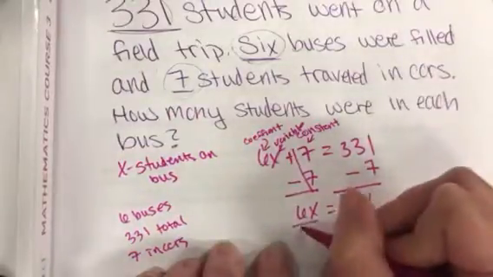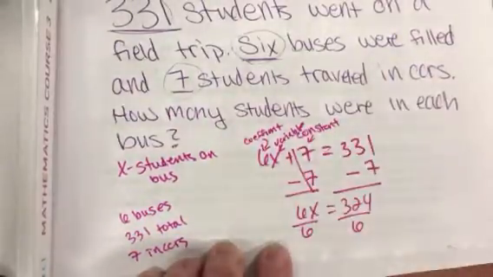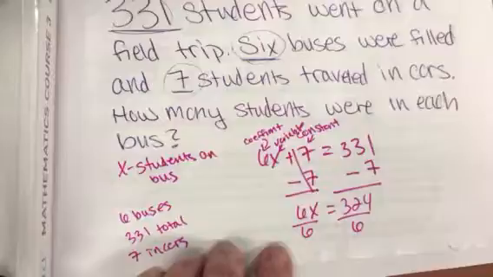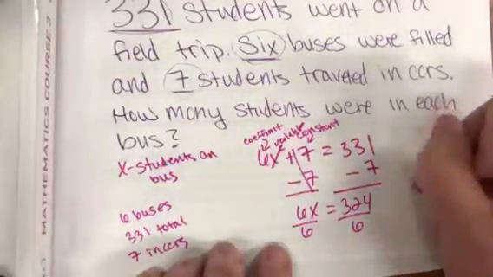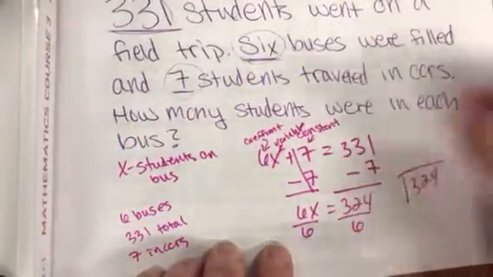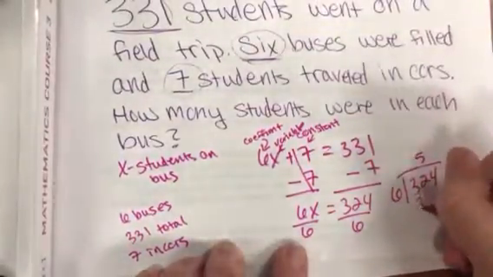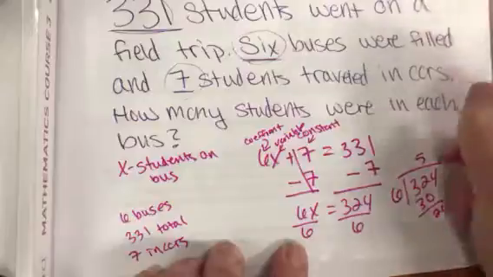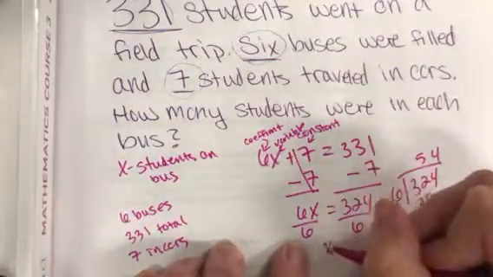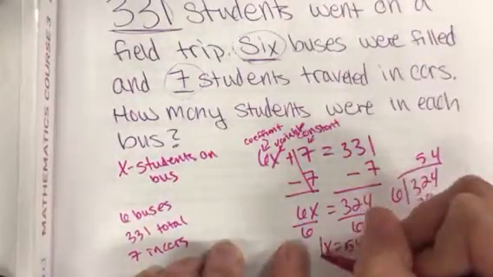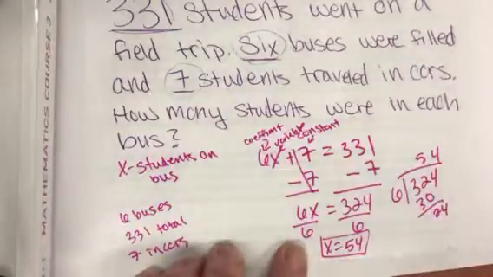And we divide that by 6. What do I do? You divide by 6. 6 goes into 32 5 times. That's 30. Bring down the 4. 24 divided by 6 is 4. So there are 54 students on each bus. Good deal. Make sense?